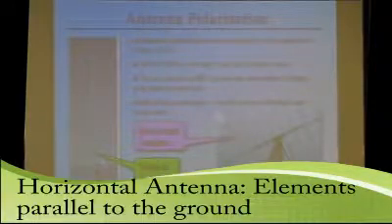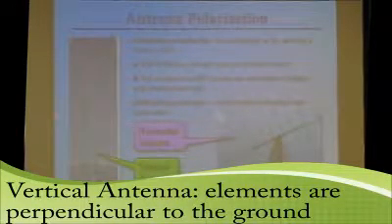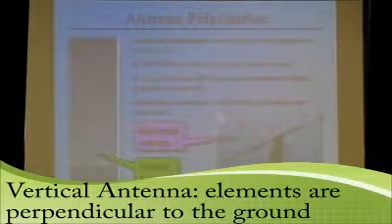In HF, it's not as critical because as the signal bounces around off the ionosphere, it changes polarization anyway. Elliptical polarization is a combination of vertical and horizontal, and that's really what you wind up with after it bounces off the ionosphere. Here's a horizontal antenna. The elements are essentially parallel to the ground. Here's a vertical antenna. The element is essentially perpendicular to the ground.